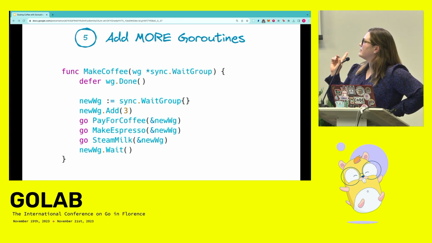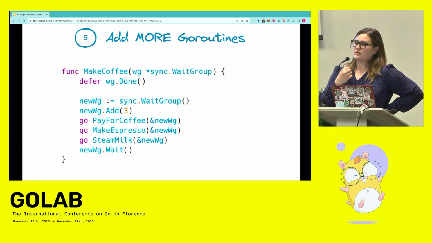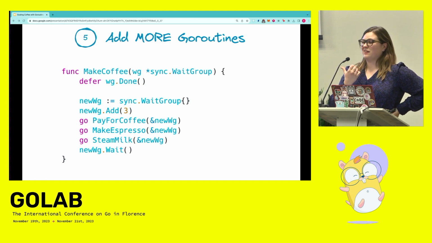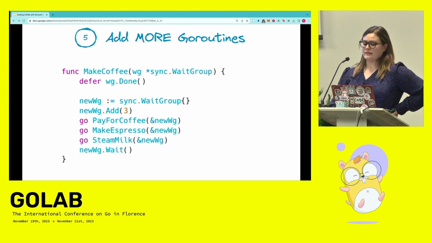This is where we can look inside the initial function, which is running in a Goroutine, and see if there's anything else we can run at the same time. And we do have that in our 3 actions, right? Because those can be run independently of each other. So I've made these into Goroutines and set up a new wait group inside the make coffee function, which waits for all 3 of these to finish before it ends.